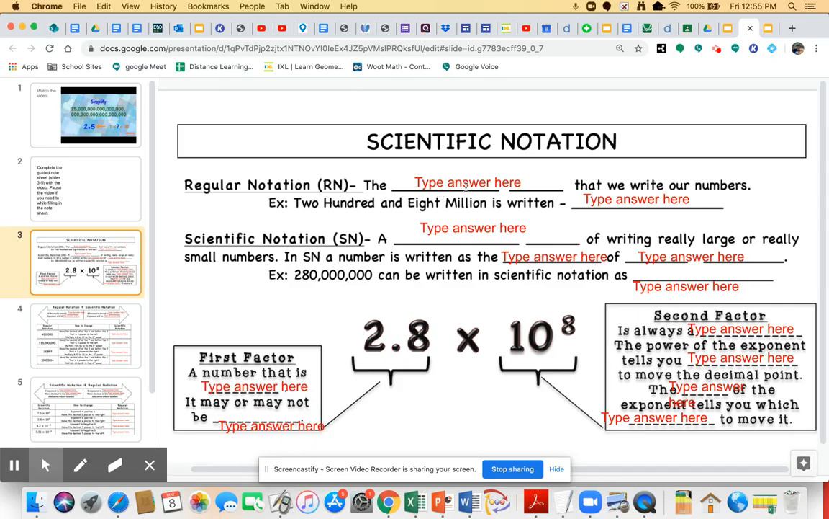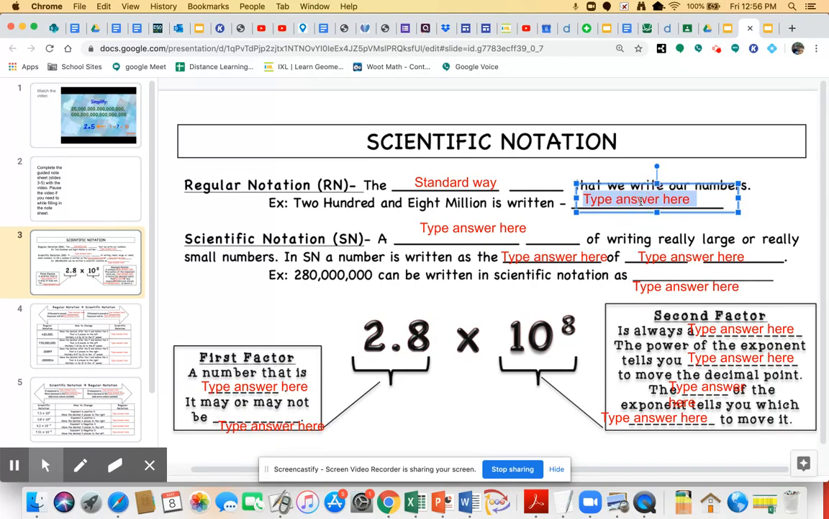So here we go. We're going to start with our scientific notation notes, the guided notes. We're starting with regular notation. In this first blank, what we're going to type is: this is the standard way that we write our numbers. Regular notation is what we're used to. That's what we always write, just our standard way. Our example for this is 208 million.